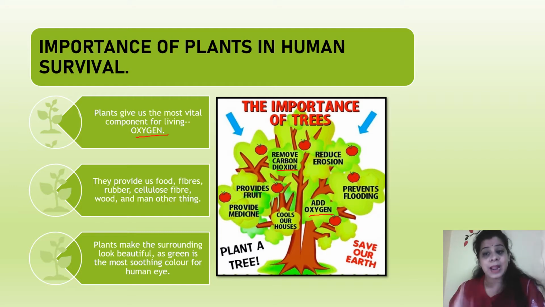Means plants need reproduction. The importance of reproduction in plants is this, that human survival is also dependent on the plants. Okay. Second is food. They provide us with food like vegetables.